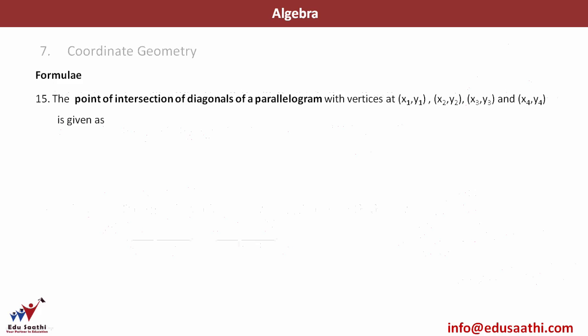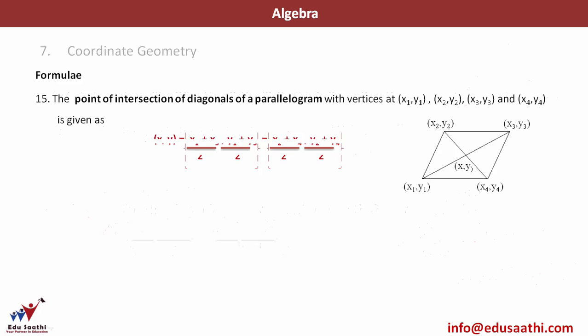Now, in case a parallelogram is given to you, let's look at this case of a parallelogram. The coordinates of the vertices are given as x1, y1, x2, y2, x3, y3 and x4, y4. The point of intersection of the diagonals of the parallelogram would be treated as the midpoint of both the diagonals. So if I just name them as A, B, C, D, if I look at the diagonal AC, x and y would be the midpoint. If I look at the diagonal BD, x and y will be the midpoint.